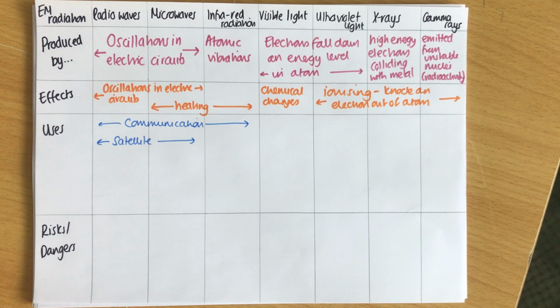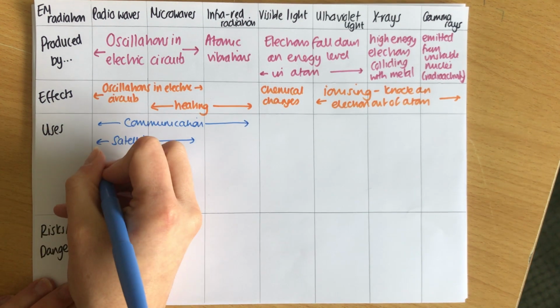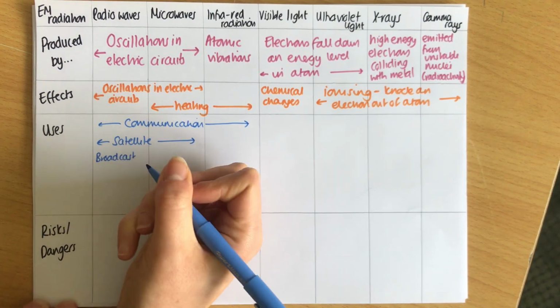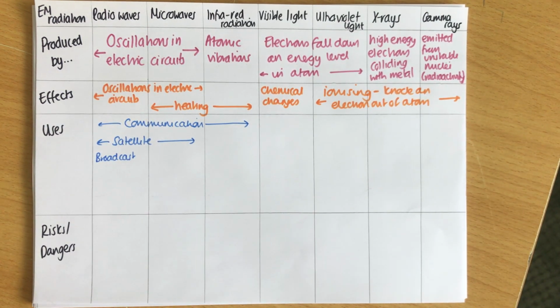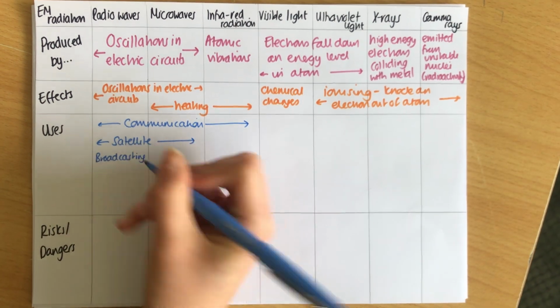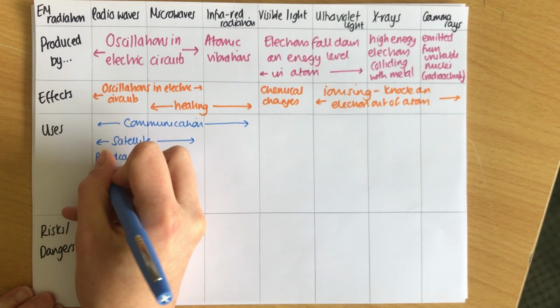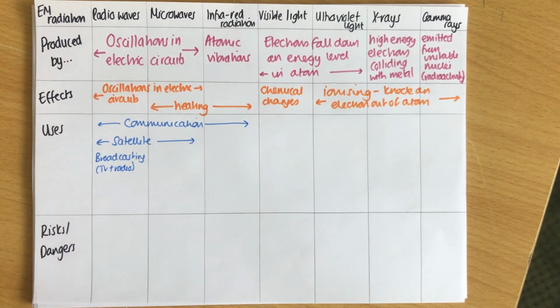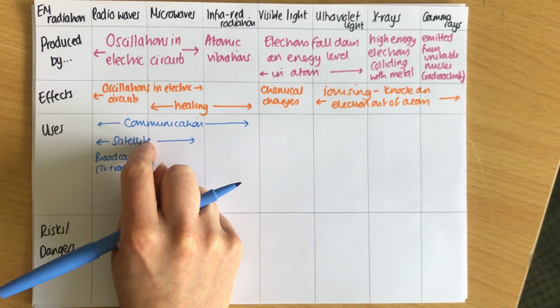So radio waves are used to broadcast TV signals. So I'm going to write broadcast here, and generally we use them to broadcast terrestrial signals. To an extent, microwaves are used for that as well. We use microwaves to broadcast for satellite channels, but generally we think about broadcasting as a radio wave property, so that's TV and radio.